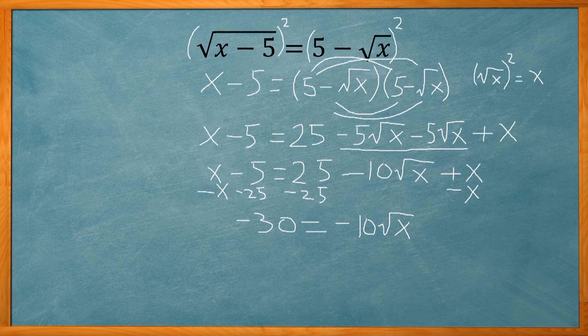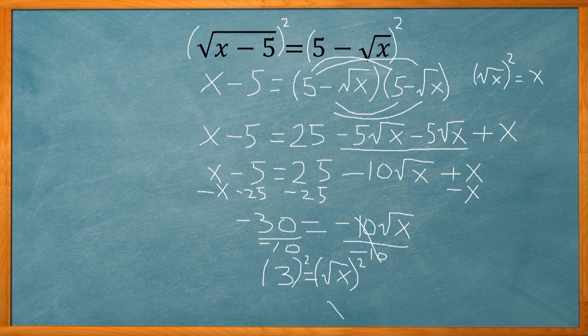Okay, I want to isolate this square root of x. So I'm going to divide by negative 10. Negative 30 divided by negative 10 just gives you 3. Negative 10 is going to cancel out because that becomes 1. So 1 square root of x, or just the square root of x. Okay, so I still have a radical. I need to get rid of that. And I'm going to do that by squaring it. And I have to square the other side likewise. So that gives me just x here. And then 3 times 3 is 9, so x equals 9.